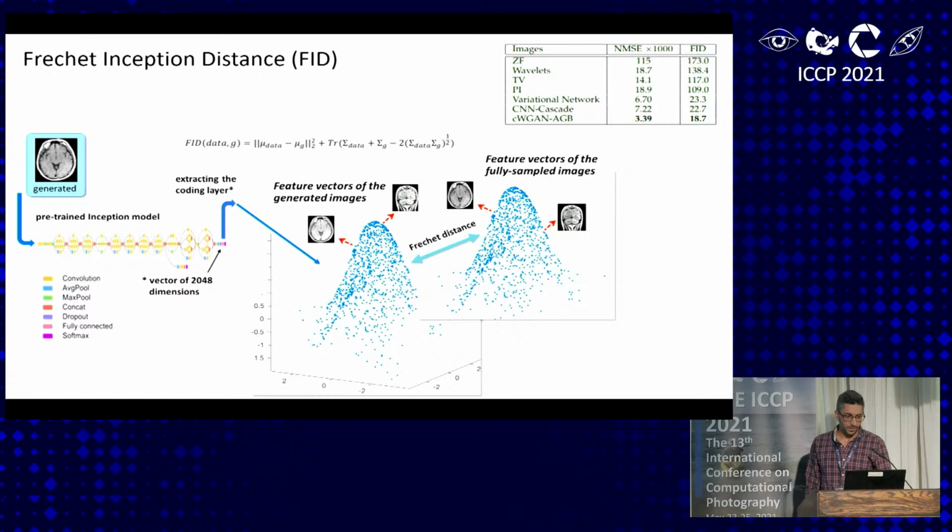In our study, we also utilize the Fréchet inception distance, or FID in short, as an additional metric to assess model performance. We use the FID metric to calculate the Fréchet distance between the embeddings of the two sets of generated images and fully sampled images.